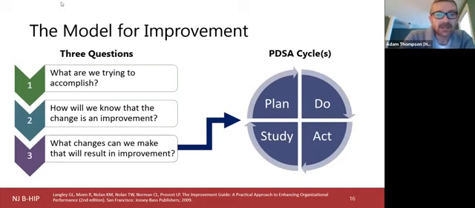Okay, so let's take a look again at how the PHQ-9 integration example can be applied. So when looking at the model for improvement, again, let's remember we're talking about 3 questions. What are we trying to accomplish? How will we know that the change is an improvement? And what changes can we make that will result in improvement? And those changes will be tested in our PDSA cycle.